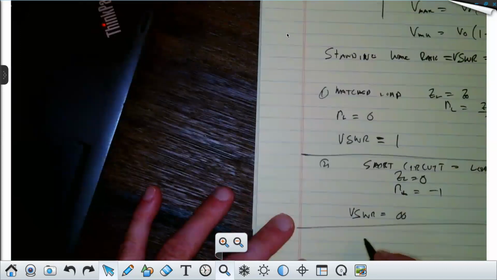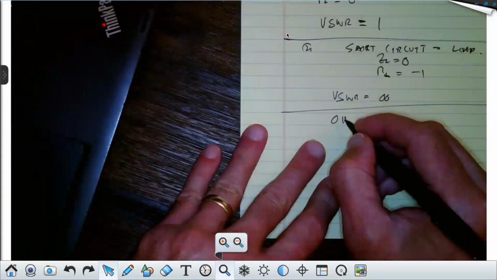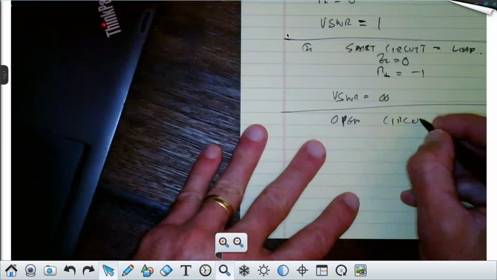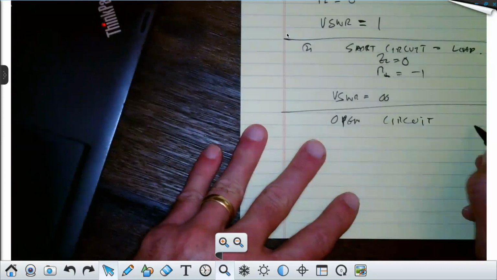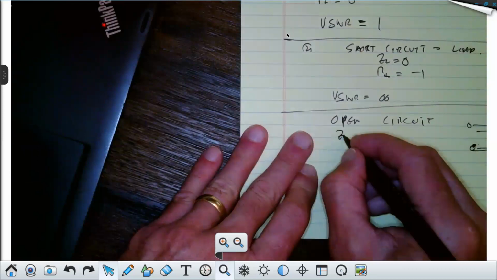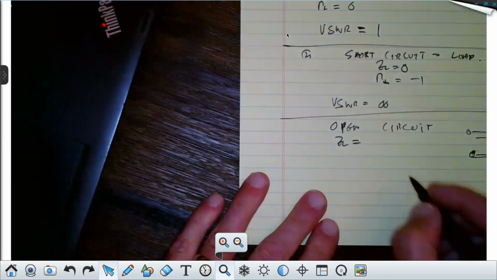What happens if we have an open circuit? In other words, at the end of the transmission line, if we just have this and we don't attach anything, an open circuit has a load impedance of what? You're familiar with the term open and short circuit, aren't you, class? An open circuit has an impedance of what, mathematically? Infinite, right. So that would be an infinite impedance.